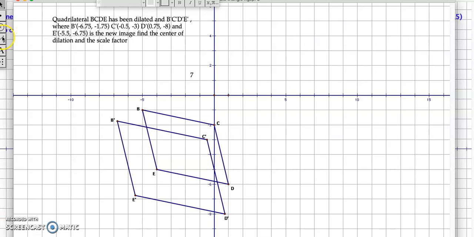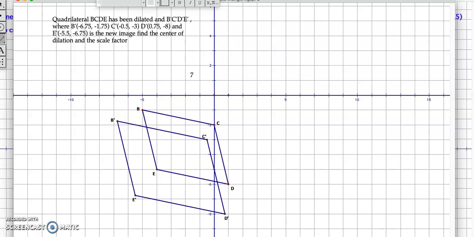So one of the first things that I would like to see you guys do is think about that the line from B to B prime, if you were to extend that line, it should pass through the center of dilation. The same thing with E prime and E, it should pass through C and C prime and so forth.